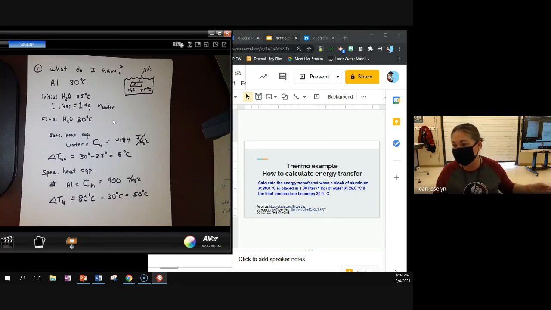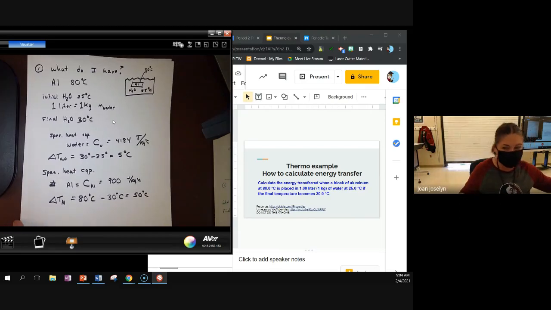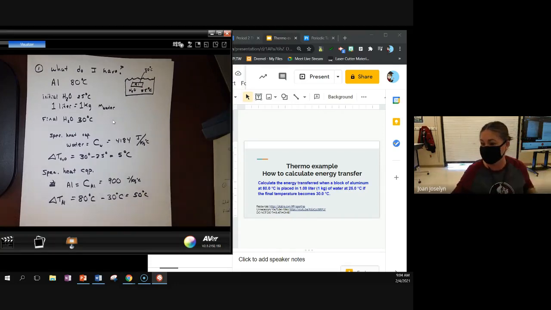So I'm going to flip that page and I'm going to go to the next page. I am recording this so you could look at it later. But make sure you have specific heat for 2 materials and temperature for 2 materials.